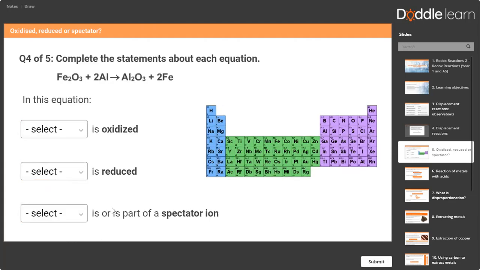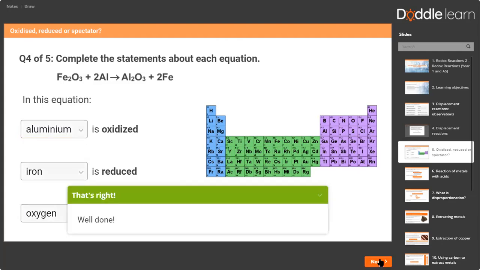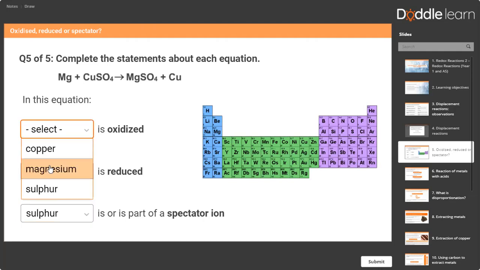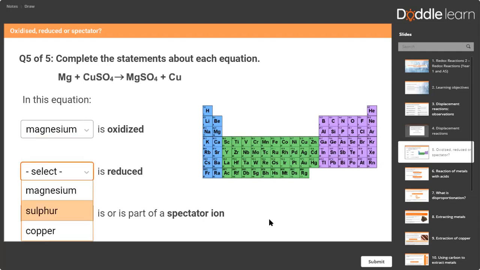The spectator ions again in this one are going to be our oxygen. What is being oxidized? That's our aluminium, and our iron is going to be reduced. And then finally, our spectator ions in this one are going to be our sulfur. It'd be sulfate really, but we've just got sulfur there. What is being oxidized? That'll be our magnesium, and what is being reduced? That is copper.